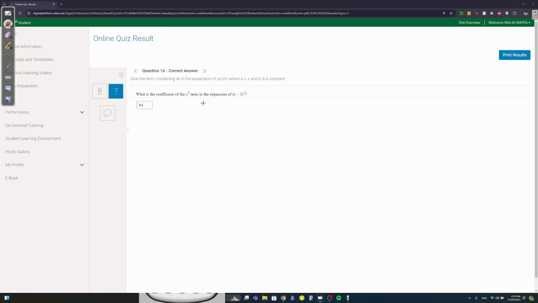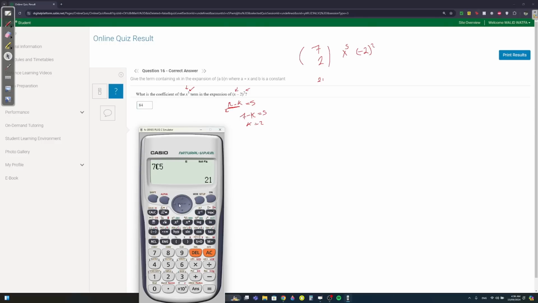Question 16. What is the x to the 5 term? That means we know the power of x. The power of x is x to the power of n minus k, so n minus k should be equal to 5. How much is n? 7. 7 minus k equals 5. K equals 2. So let's solve when k equals 2. 7c2 x to the power of 7 minus 2, which is 5, minus 2 to the power of 2. 7c2 is, we said 21, right? Oh no, 7c5. It should be equal to 21 as well. So 21 x to the power of 5 times 4, because minus 2 squared, and this becomes 84x to the 5.